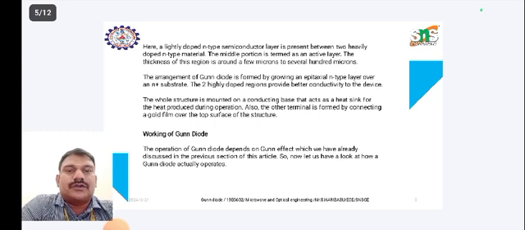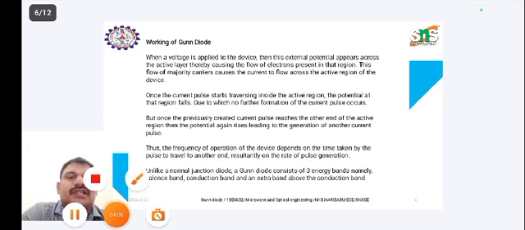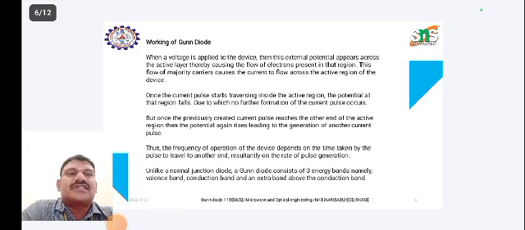Working of the Gunn diode. The operation of the Gunn diode depends on the Gunn effect, which we have already discussed in the previous section. Let me explain how a Gunn diode actually operates. When a voltage is applied to this device, the external potential appears across the active layer, thereby causing the flow of electrons present in that region. This flow of majority carriers causes current to flow across the active region of the device.